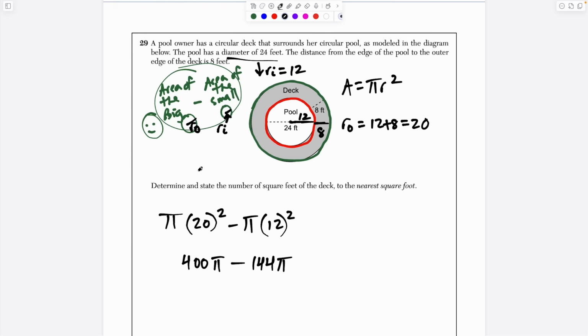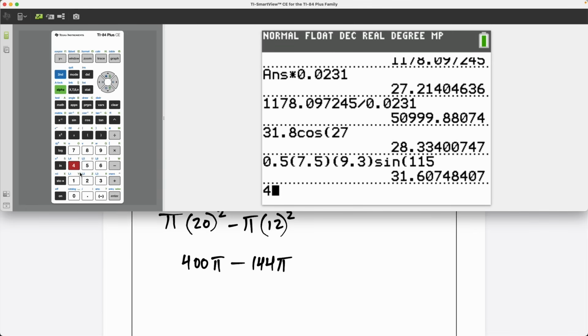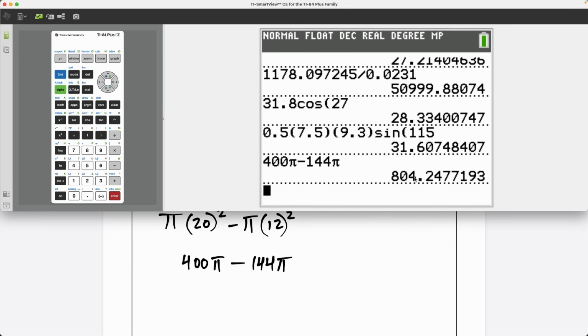And for this one, we're going to determine and state the number of square feet to the nearest square foot. So we're just going to type this in and round to the nearest whole number. So we could just do 400 pi, so 400, and we press second and then this up arrow here, and then minus 144 pi. So we have this, and to the nearest whole number, we're going to get 804.